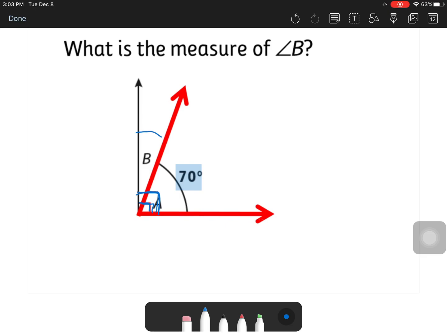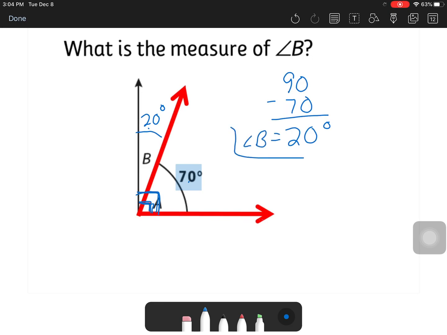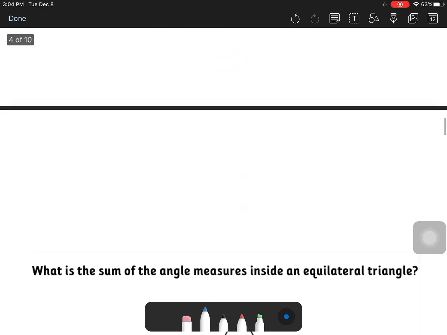Well, what we have to do is we have to take the whole thing, which is 90, and subtract the part that they give you, and then see what's left. So 90 minus 70 is 20. Okay, so this angle here would be 20 degrees. 20 plus 70 would equal this right angle that we have. Okay, so angle B equals 20 degrees.